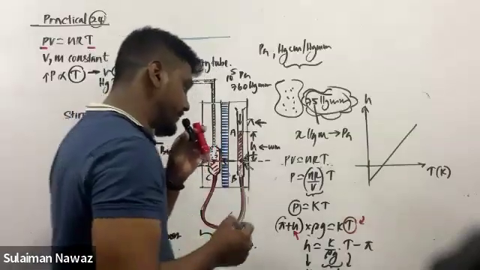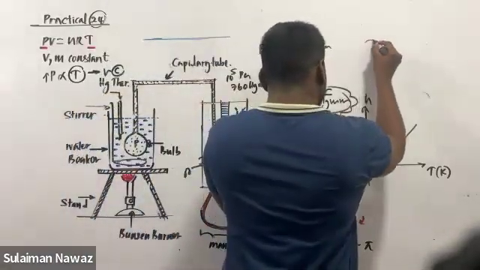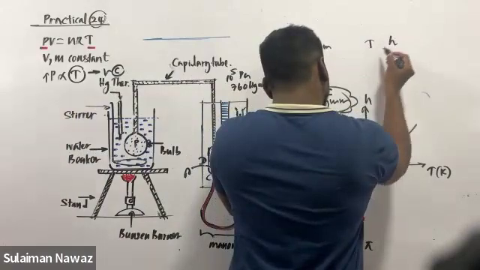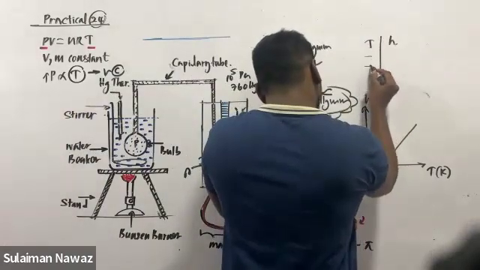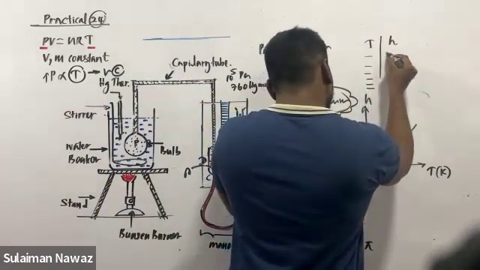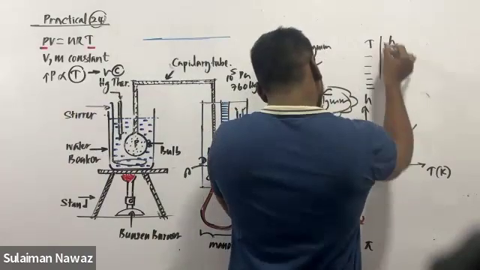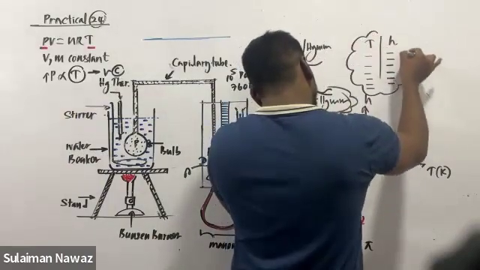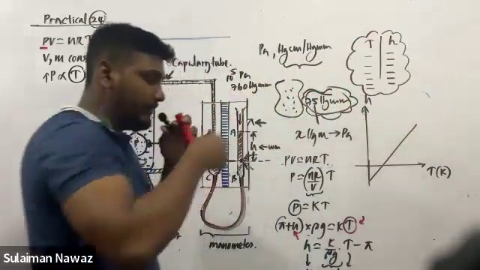Y equals mx minus c. Obtain 6 readings, corresponding temperature, corresponding height, 6 readings. 1, 2, 3, 4, 5, 6. This is the practical.